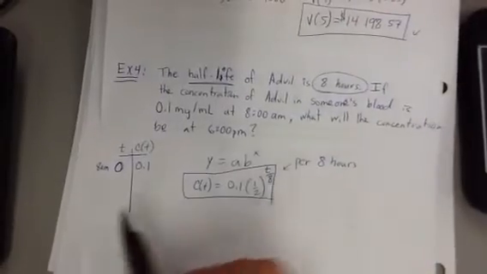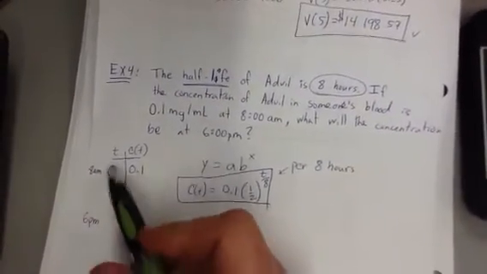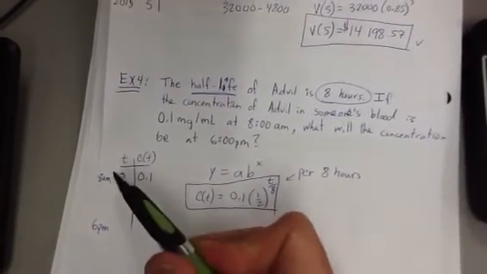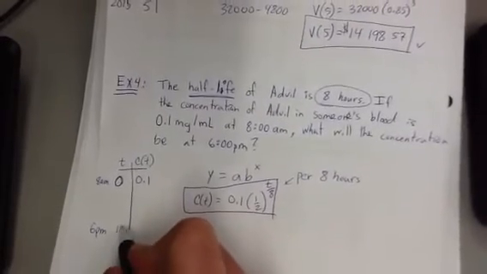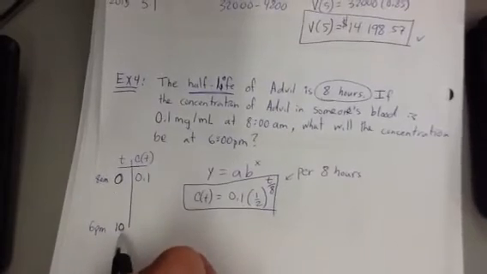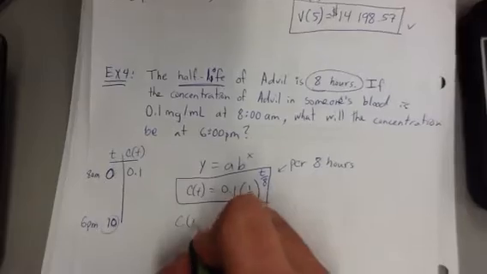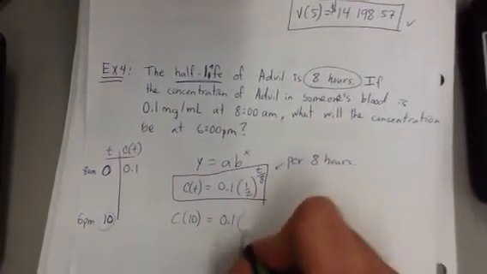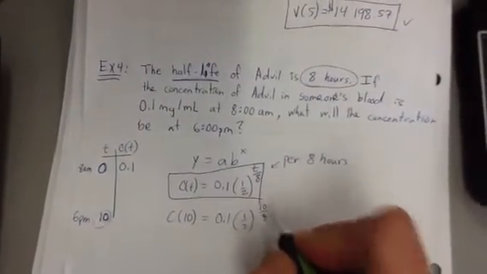Now, they want to know the concentration of the drug at 6 p.m. It's very important you are able to count the hours from 8 a.m. to 6 p.m. Well, 8 a.m. to 8 p.m. would be 12 hours, so 8 a.m. to 6 p.m. is only 10 hours later. So I'm not going to plug in 6. It's very important you are plugging in 10 to this formula. So the concentration 10 hours later is 0.1 times a half to the power of 10 over 8.